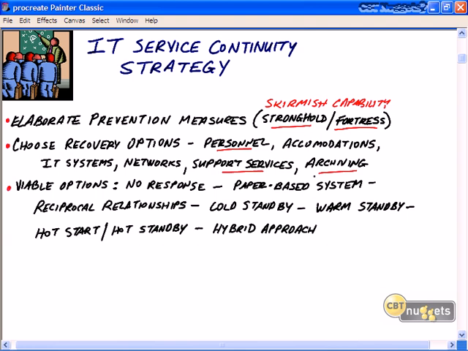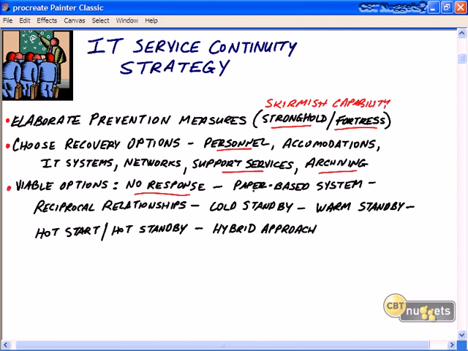What are your viable options for disaster recovery? Well, one option is not to respond at all, which some companies will choose to do, even though very few can afford to do this. Basically, do nothing and wait for the government to come in and fix the problem for you, or let insurance take care of it, those types of things.